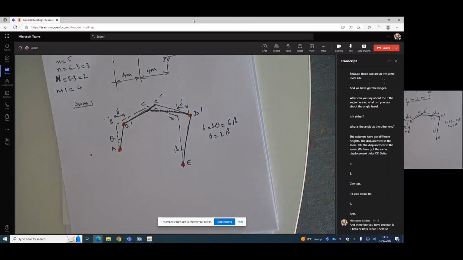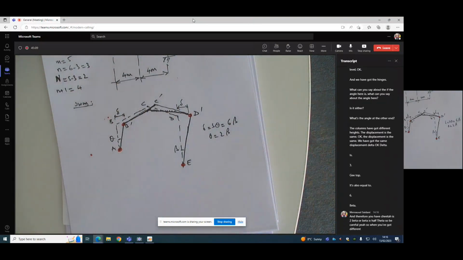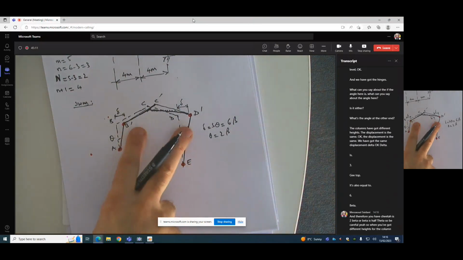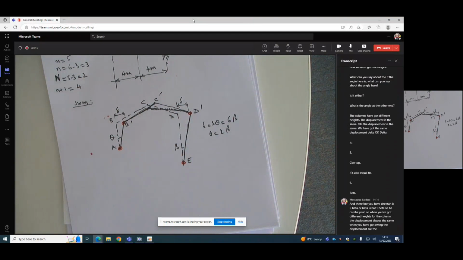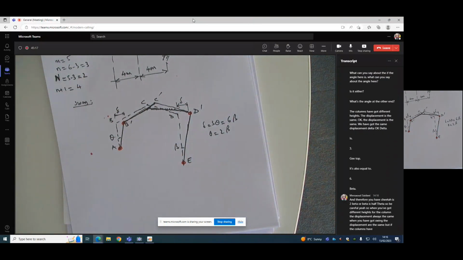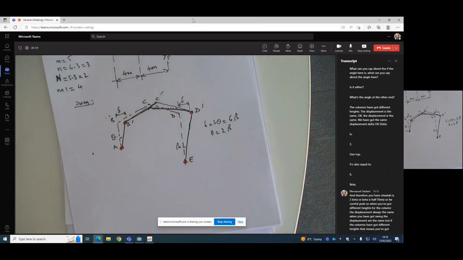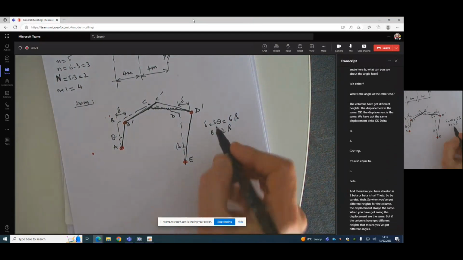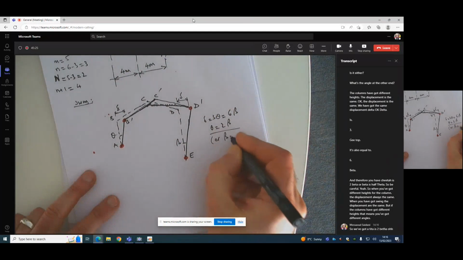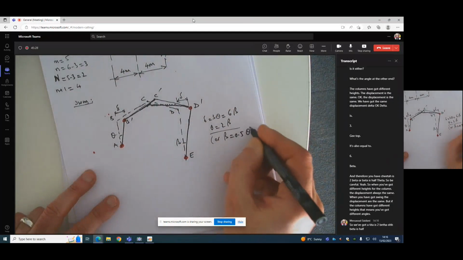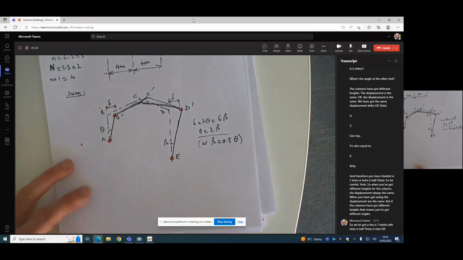So be careful, yeah? When you've got different heights for the columns, the displacements are always the same. When you have got sway, the displacements are the same. But if the columns have got different heights, that means you've got different angles. Right. So we've got theta is 2 beta, or beta is half theta. Is that okay? Now we can do the external work.